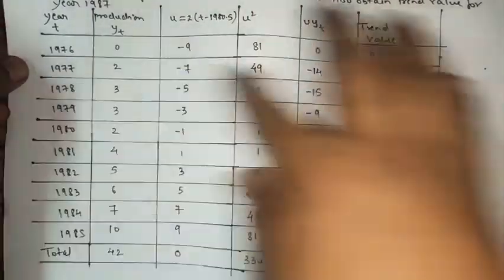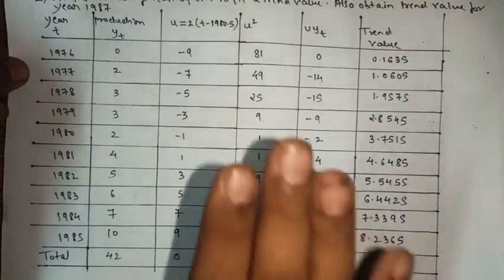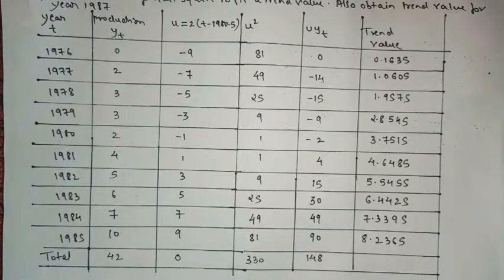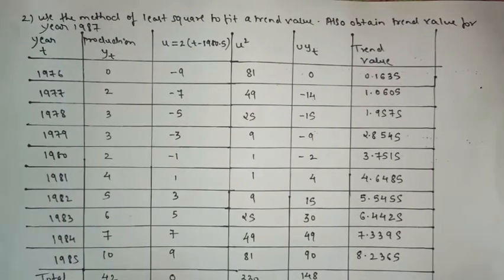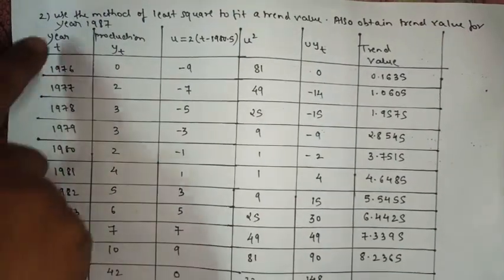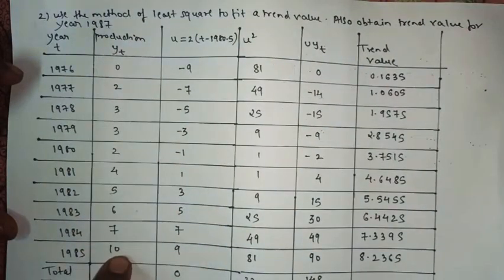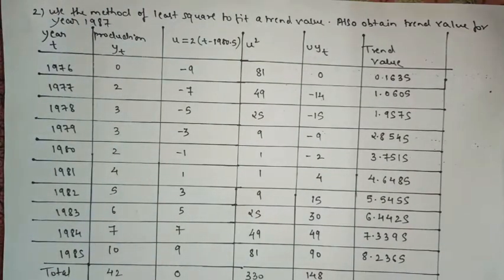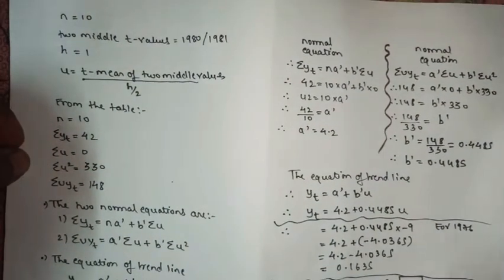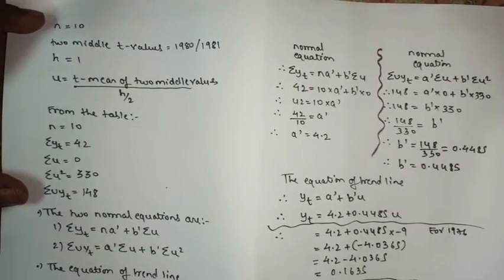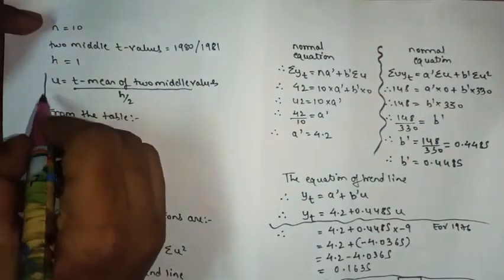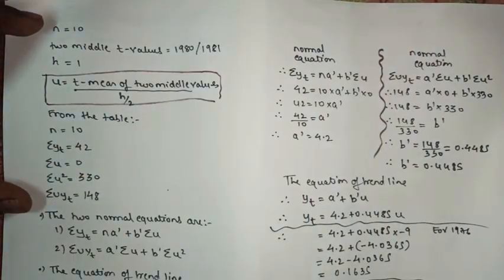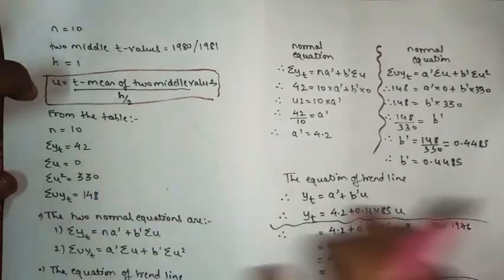So I wrote all the values directly. I will simply explain the sum and we'll see the small changes which are there for even. As per the rule, first t will come, then yt, then u. So for even, the formula here is t minus mean of 2 middle values.